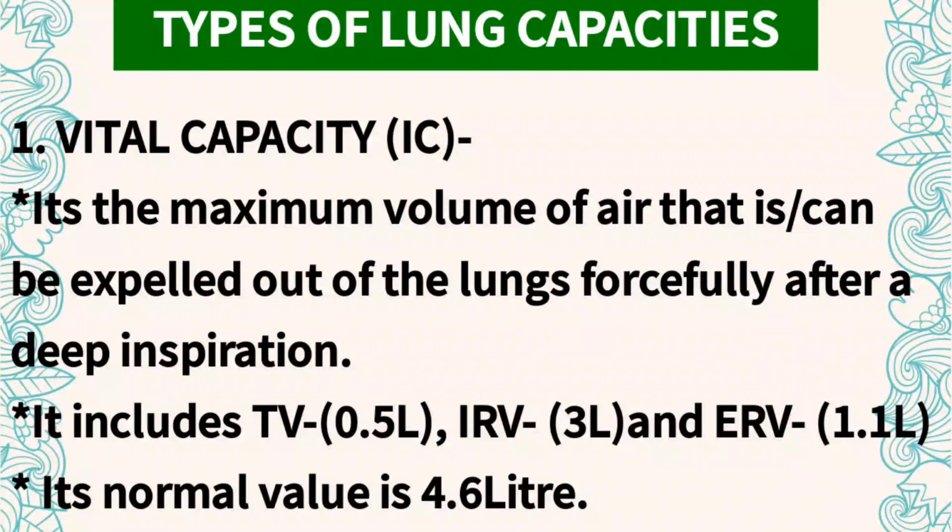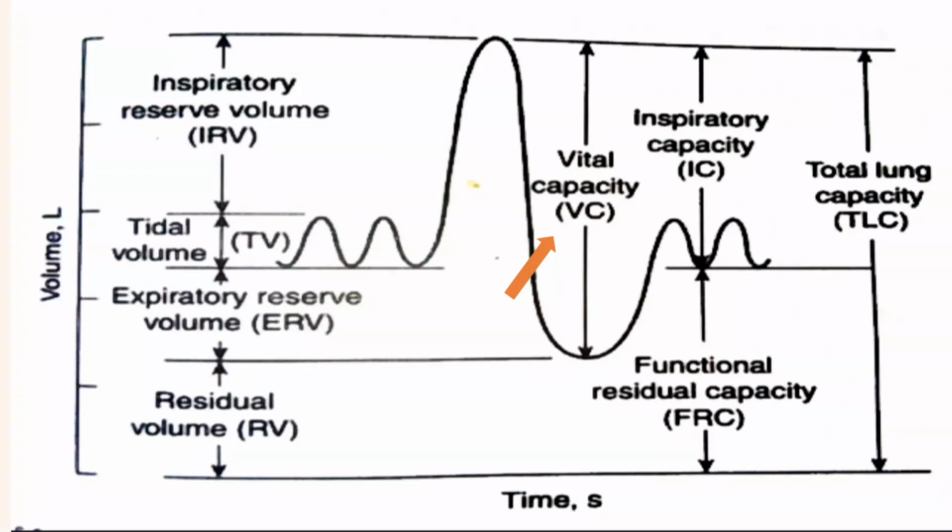The vital capacity is the maximum volume of air that can be expelled out of the lungs forcefully after a deep inspiration. Look at the tidal volume. It starts from the inspiratory reserve volume down to the expiratory reserve volume below, with the yellow arrow pointing towards the vital capacity.